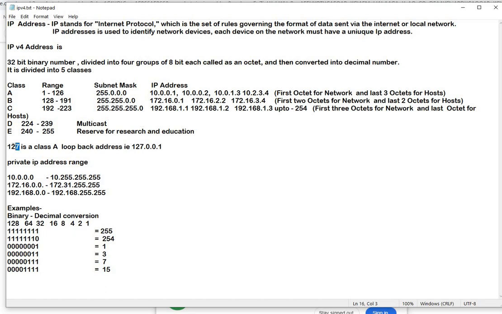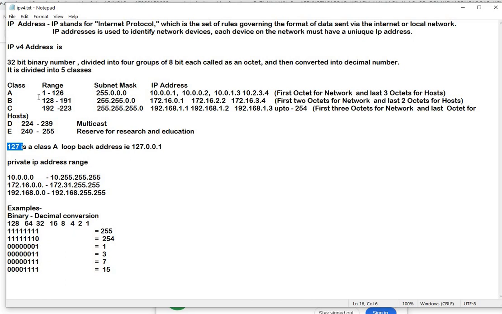127 is an IP address range which is not used for any distribution because it is made for loopback testing. So any computer which is assigned any IP, you can ping any 127 IP, and it will respond, meaning it is connected to itself. So it's for loopback testing, not for communication.